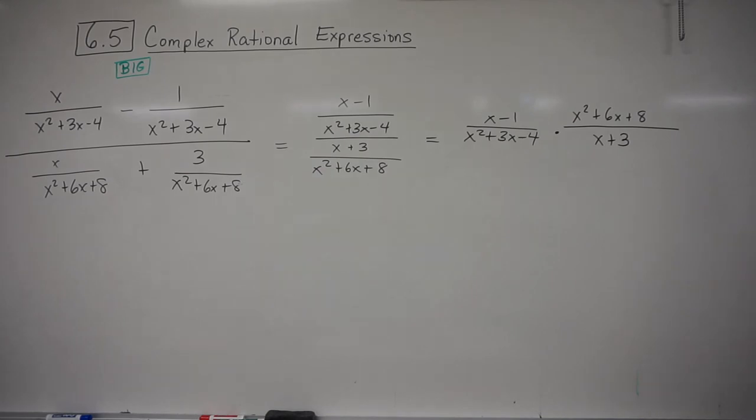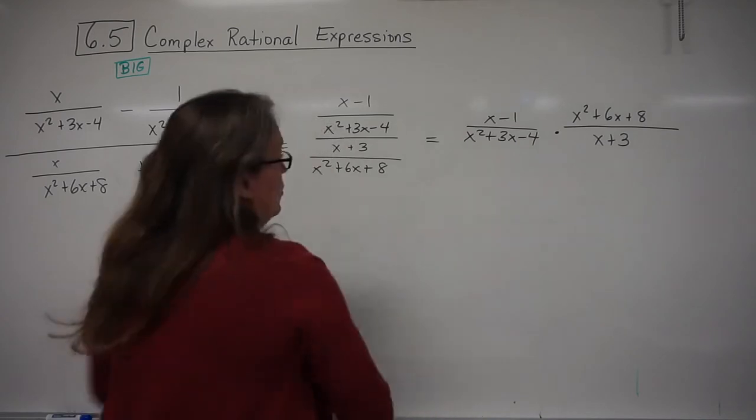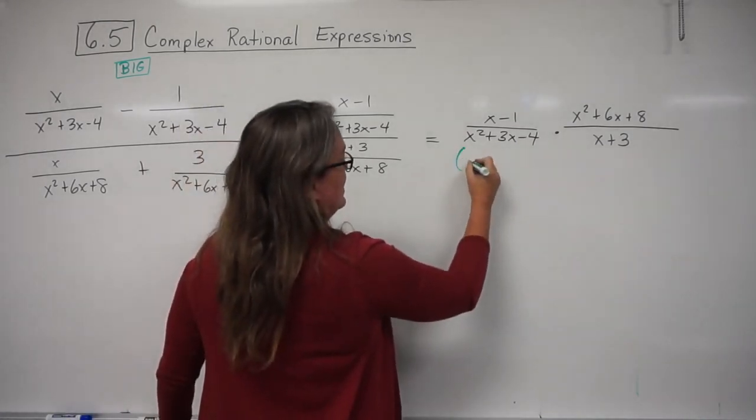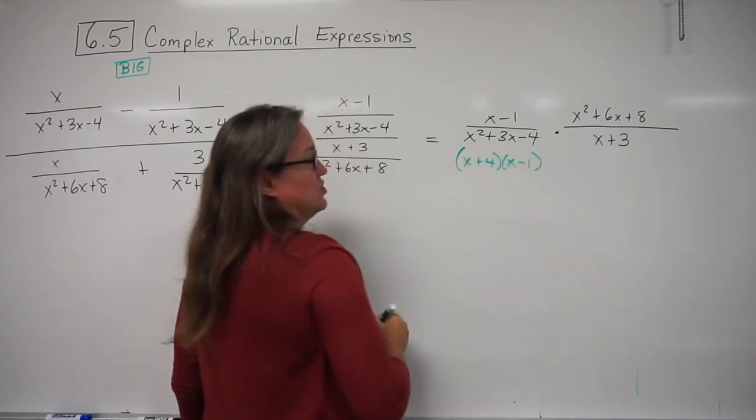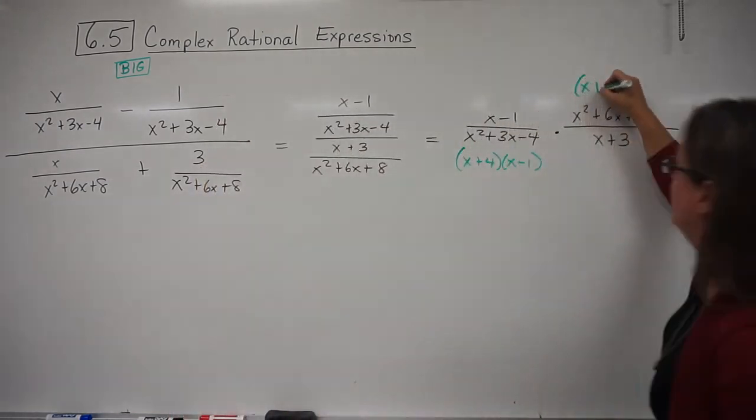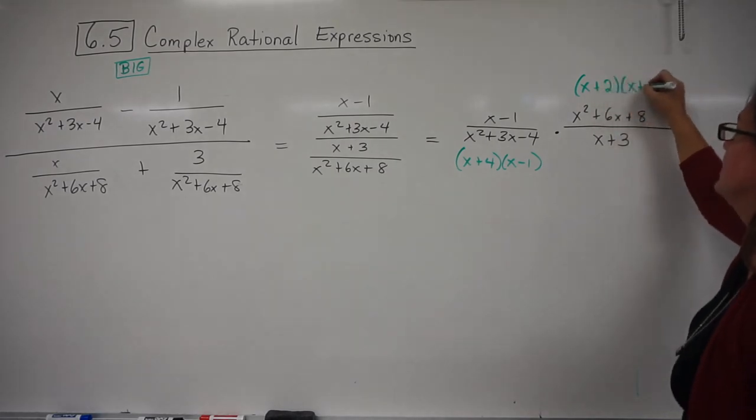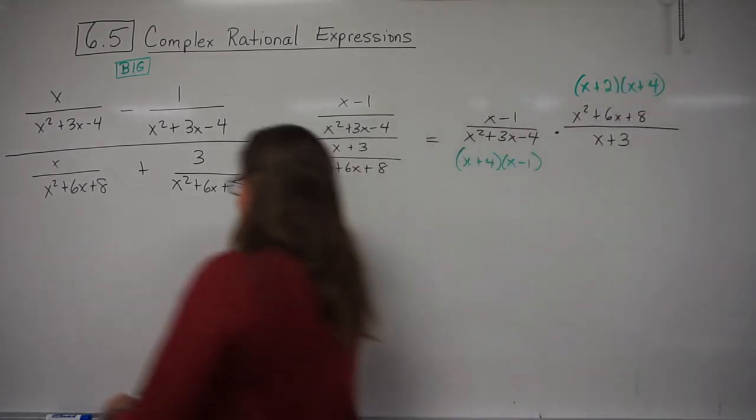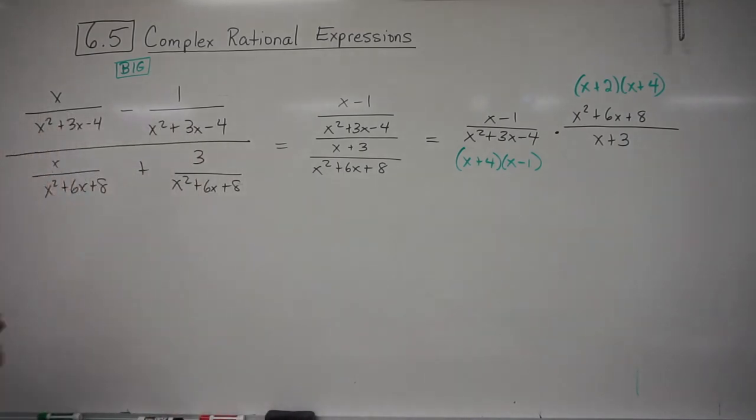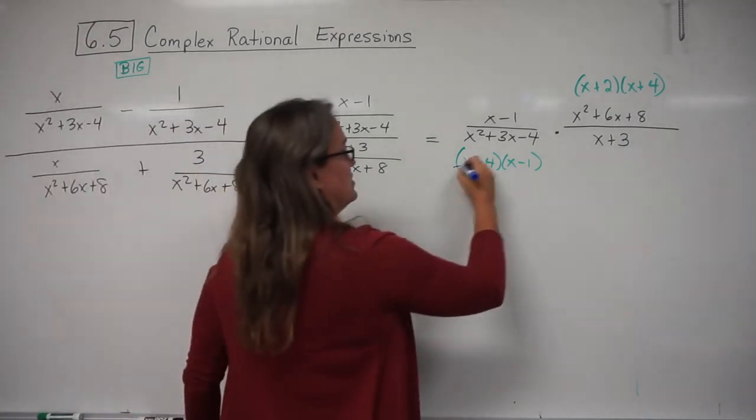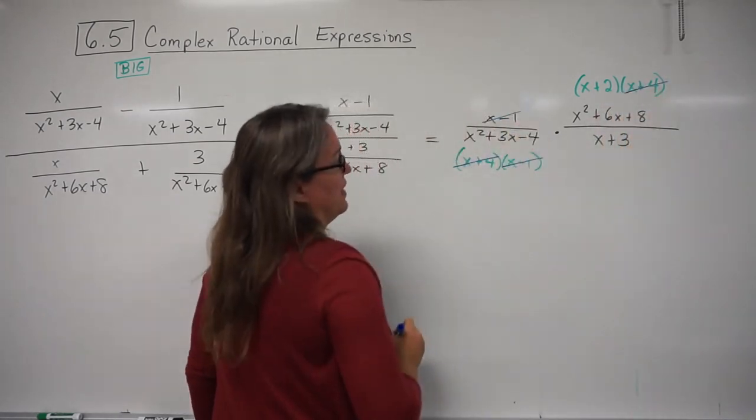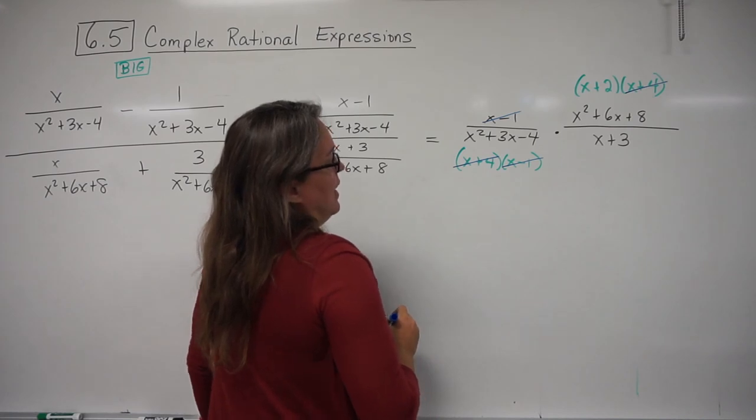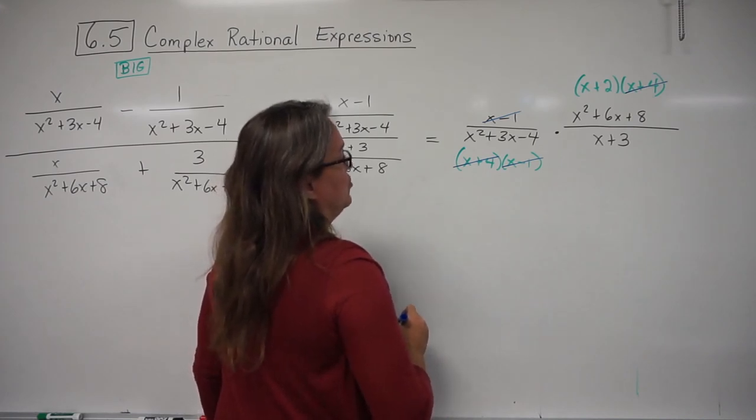So at this point, we do want to do some factoring. Here, we get x plus 4 times x minus 1 in order to give us this trinomial. Up here, we get x plus 2 times x plus 4. And then we get to cancel like crazy and then write our answer. So x plus 4 matches x plus 4. x minus 1 matches x minus 1. I don't see any other canceling that I can do.